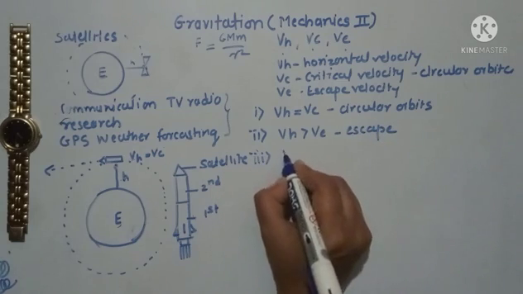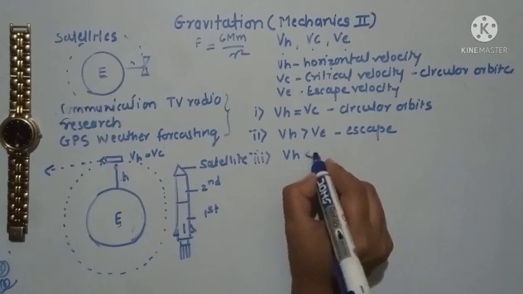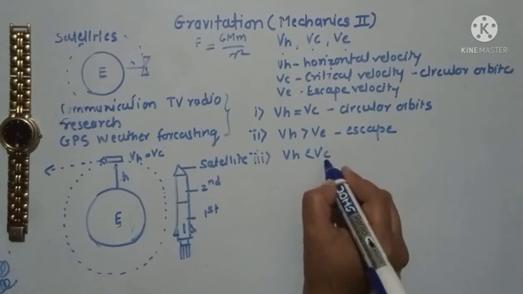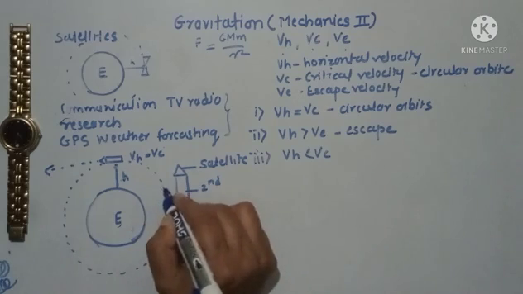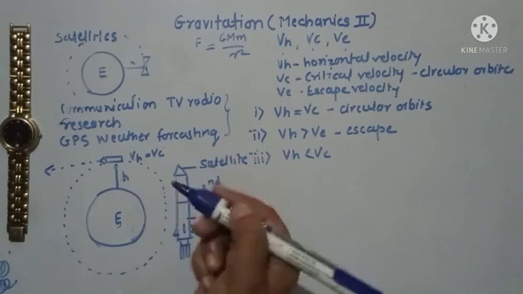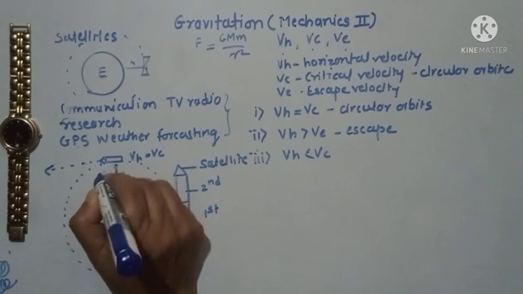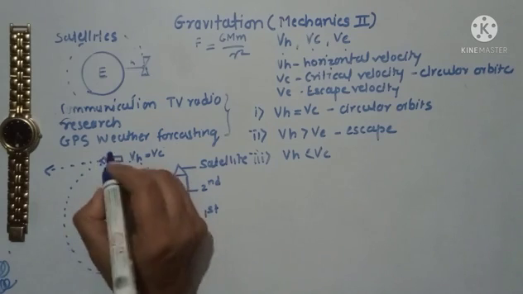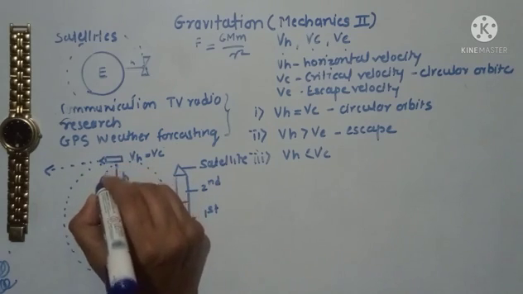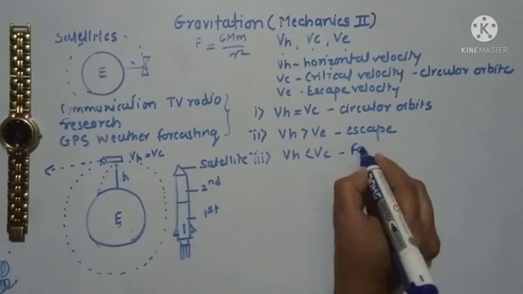Now suppose Vh is less than Vc, where Vc is the velocity required for circular orbits. If Vh is less than Vc, obviously the rocket will fall down on the Earth's surface following some projectile path. So it will fall on the Earth.